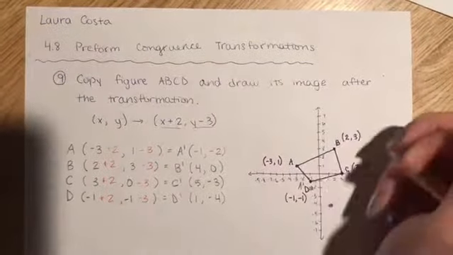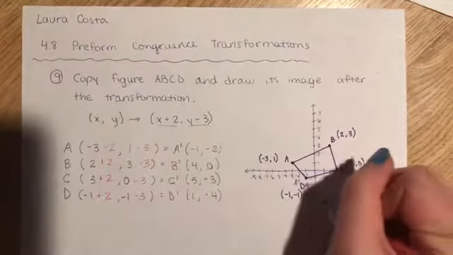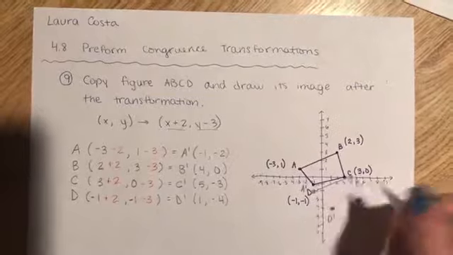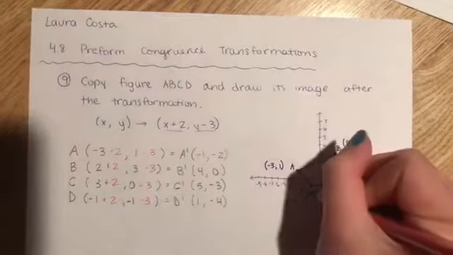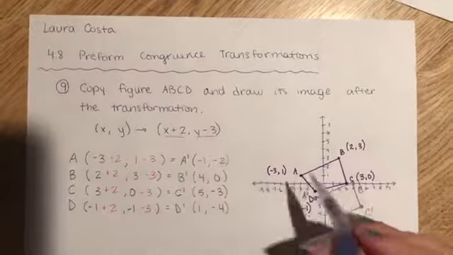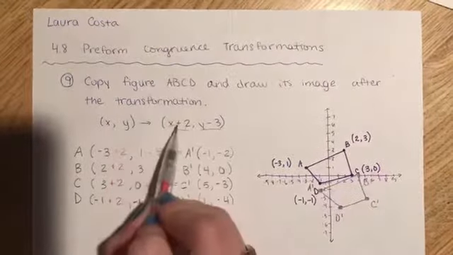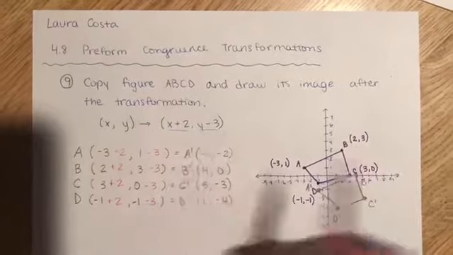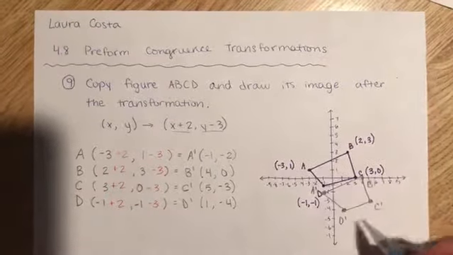Label the coordinates and then connect. And there you have it. Figure ABCD is transformed 2 units to the right, 3 units down into image A prime, B prime, C prime, and D prime.